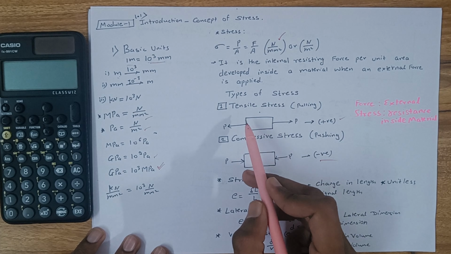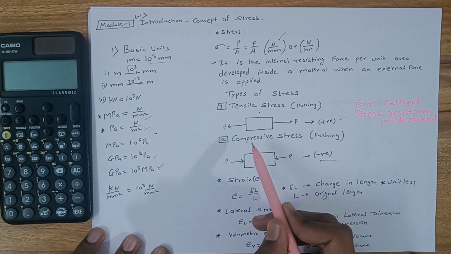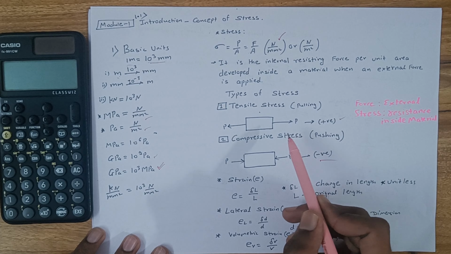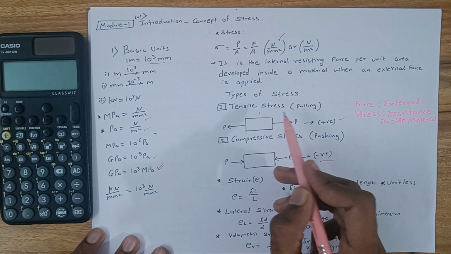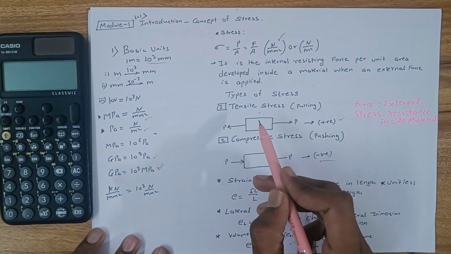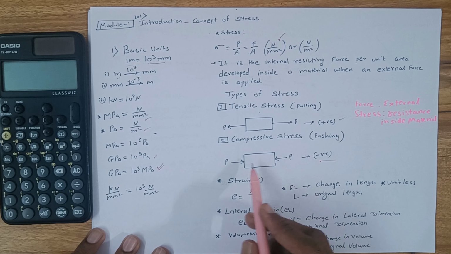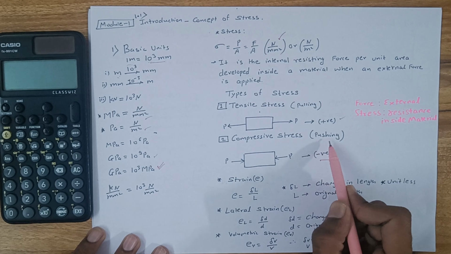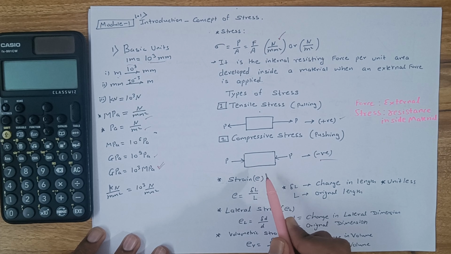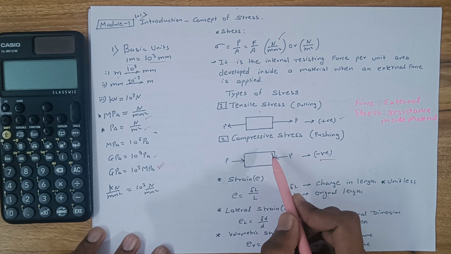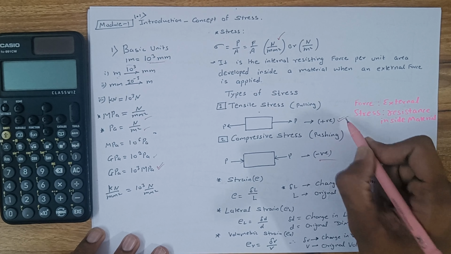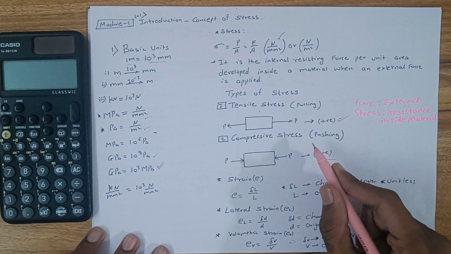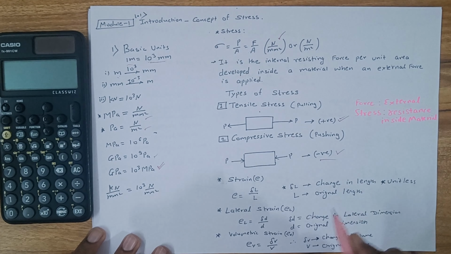Types of stresses. Tensile stress: when the body is under the pulling action, it is said to be in tensile stress. Compressive stress: pushing. If the body is under the pushing action, it is compressive stress. The sign convention of tensile stress is positive and the sign convention of compressive stress is negative.